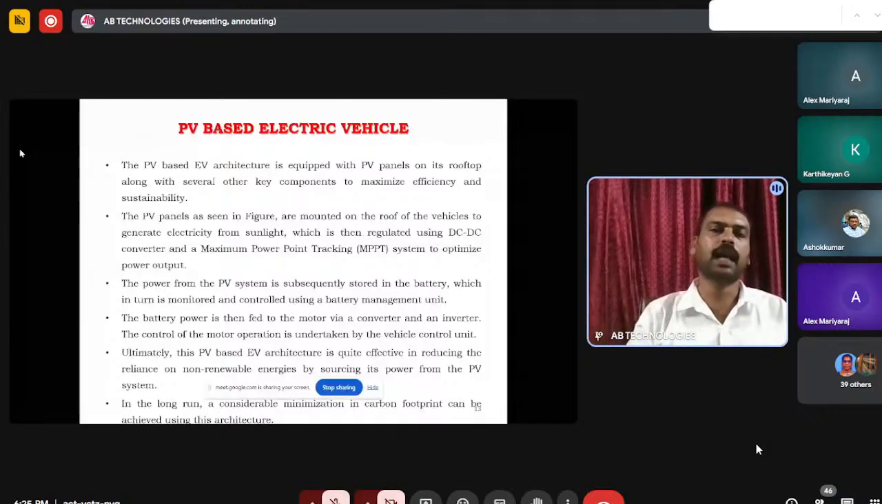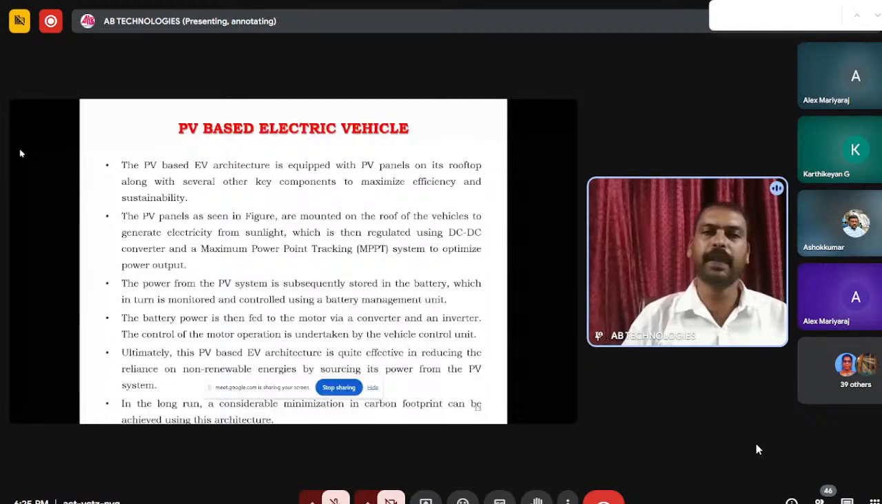And the cost of the fuel cell is very high. So the best and most effective solution under the renewable energy systems is the PV, photovoltaic system only. We are working on the PV system, which converts sunlight into electricity.